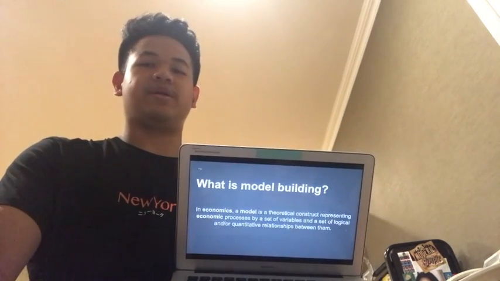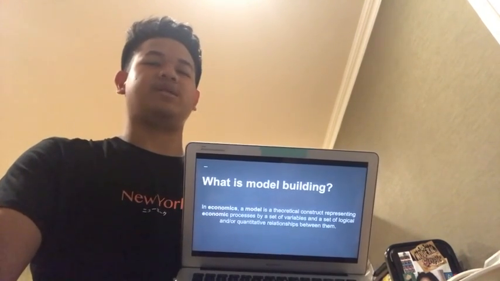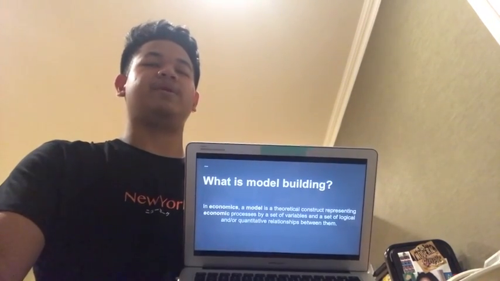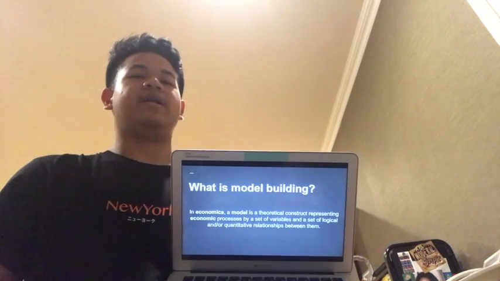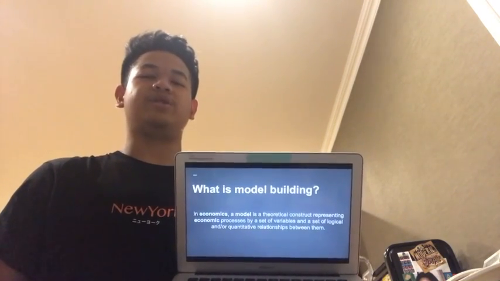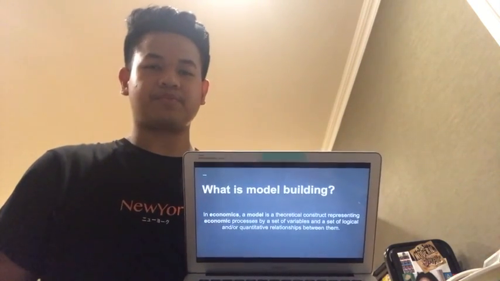So what is model building? Well, in economics, a model is a theoretical construct representing economic processes by a set of variables and a set of logical and/or quantitative relations between them. So basically, the model in economics is used to interconnect and find out the relationships between the different quantities and from the different set of variables.